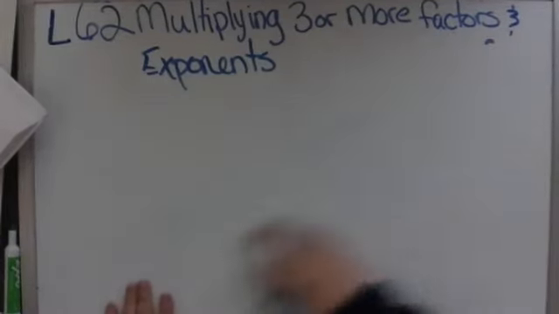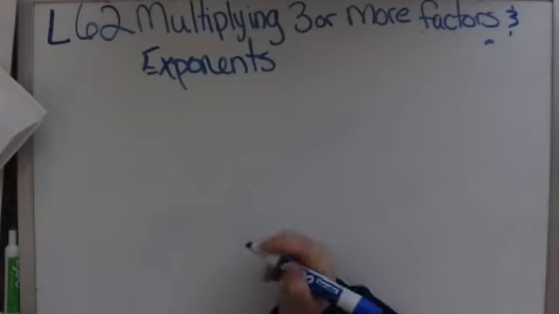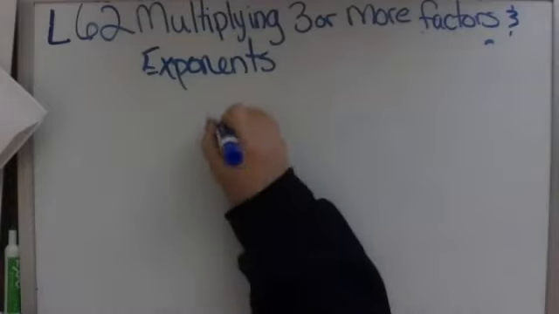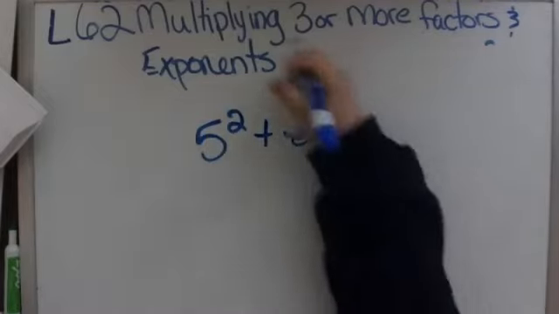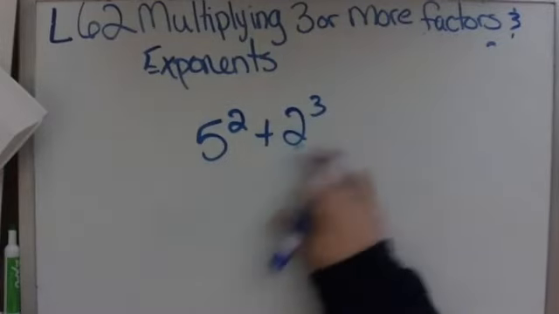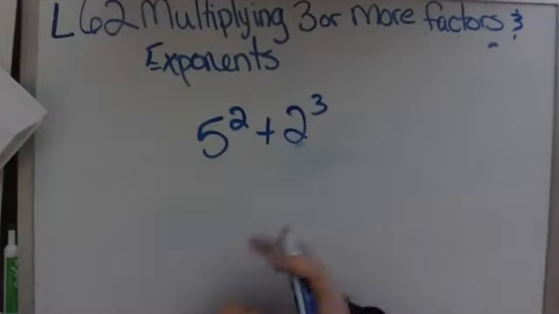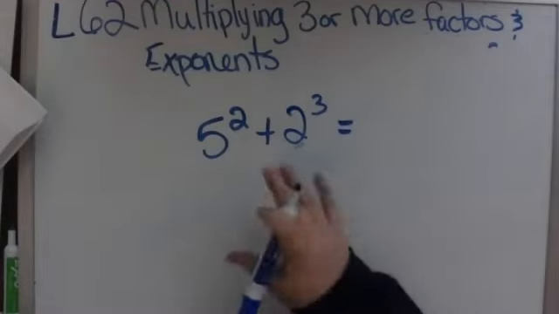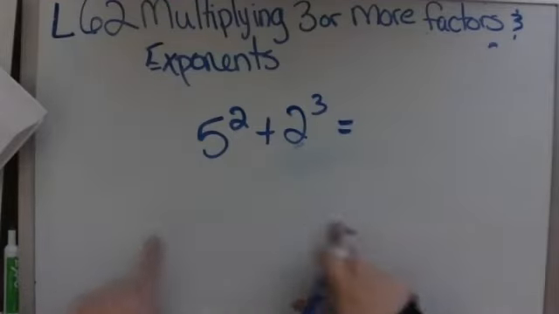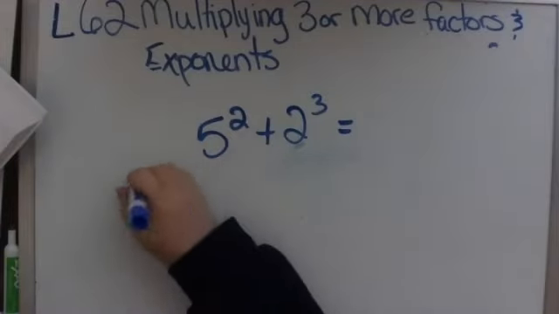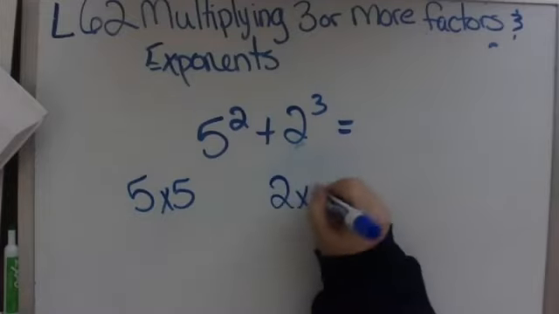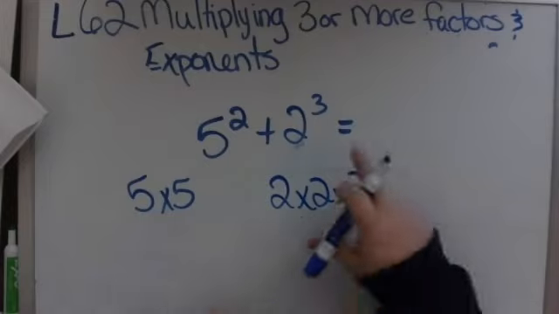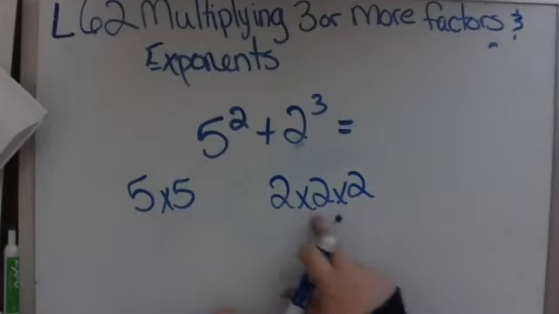Let's look at another one. You might get a question that looks like this. We have 5 squared plus 2 cubed. Or, if you want to say it, 5 to the power of 2 and 2 to the power of 3. Now, to find this, I need to first do my exponents. So 5 squared is 5 times 5. 2 cubed is 2 times 2 times 2. My base, that many times. That's what the exponent tells me, how many times you're timesing that base by itself.